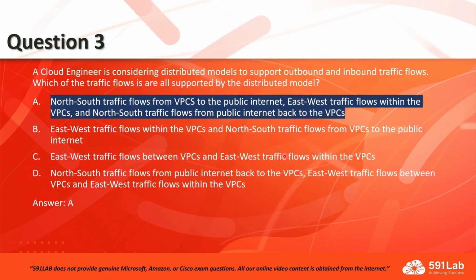Then the answer for question number 3 is A, north-south traffic flow from VPC to the public internet, which is the outbound, and then the east-west traffic flow within the VPC, which is the intra VPC, and then the north-south traffic flow from public internet back to the VPC, which is the inbound architecture.